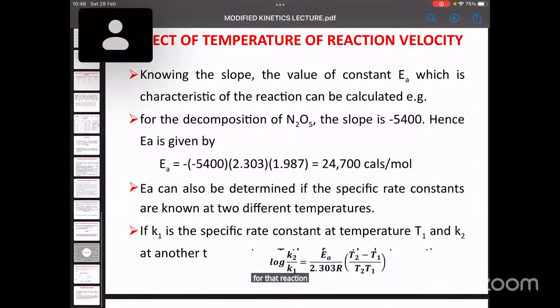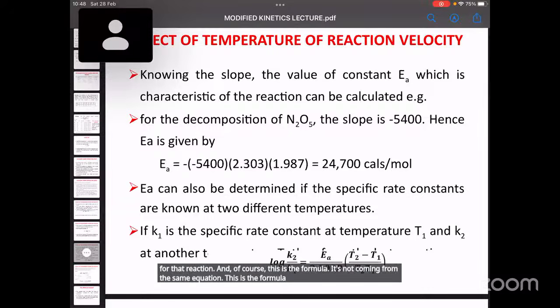And of course, this is the formula. It's not coming from the same equation. This is the formula: log k2 divided by k1 is equal to activation energy divided by 2.303 R, and so on.